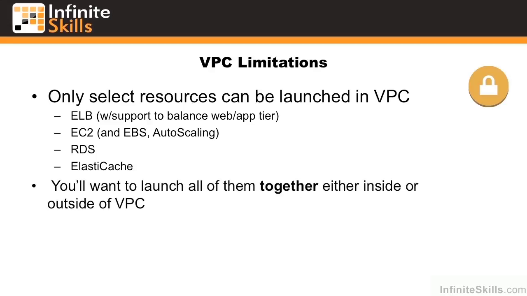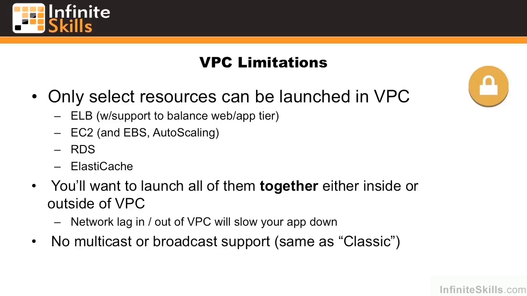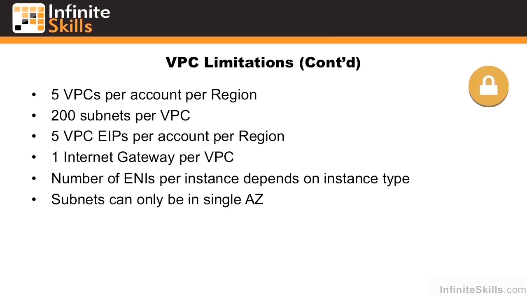You'll want to launch all of your resources either together inside or outside the VPC. If you try to put half in and half out, the network lag in and out of the VPC will seriously affect the running speed of your application. VPC also provides no multicast or broadcast support, the same as EC2 Classic.